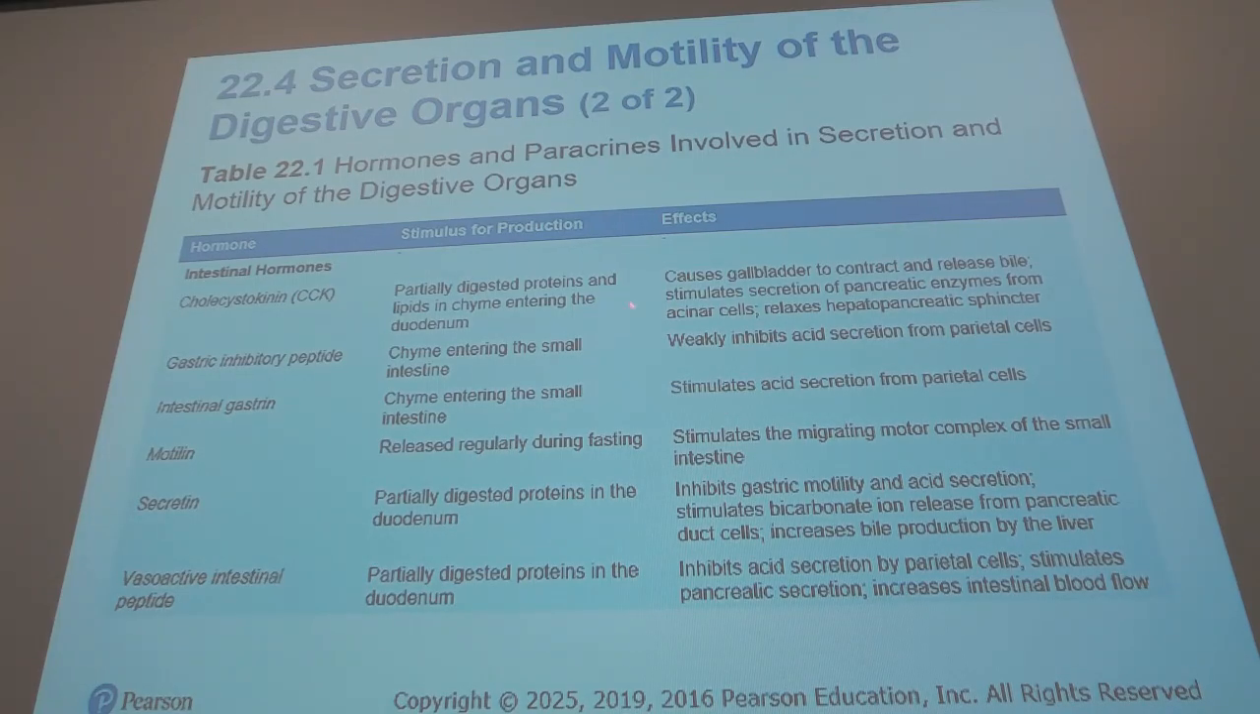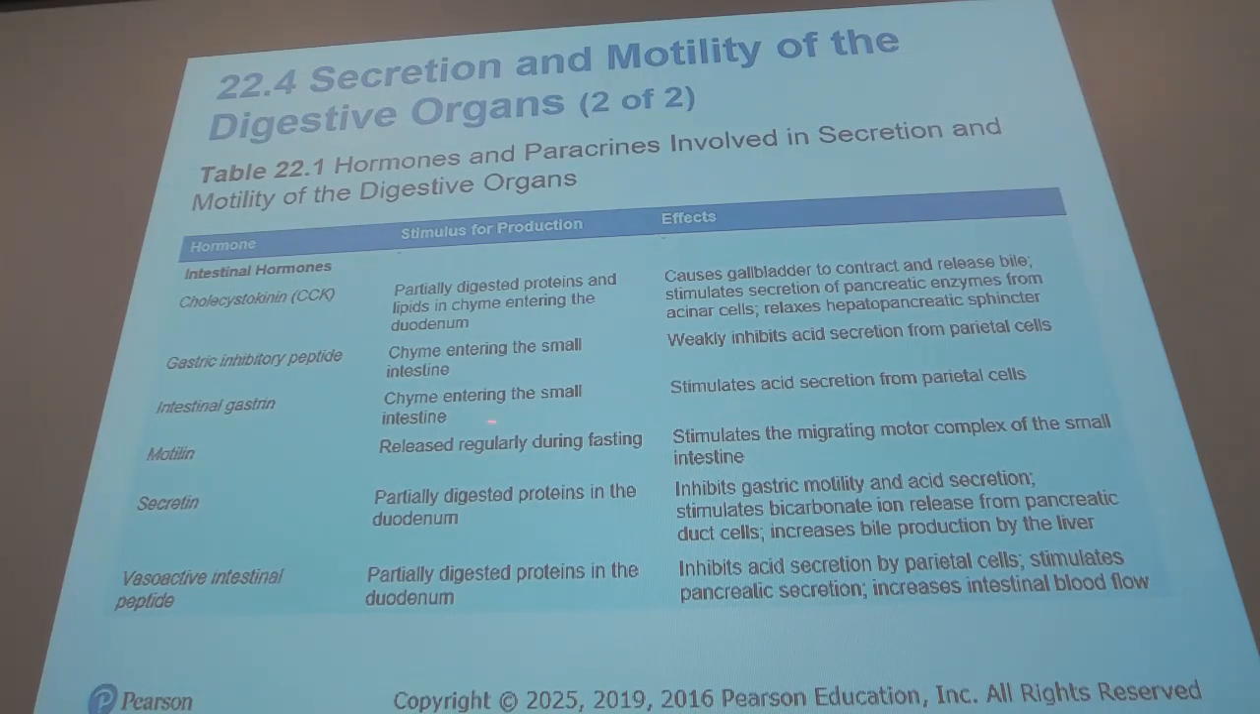Now, this one stimulates as well the secretion of pancreatic enzymes and relaxes a sphincter that is called the hepatopancreatic sphincter. GIP, gastric inhibitory peptide, is stimulated by the entering of chyme into your intestines. This one inhibits the secretion of acid from the parietal cells. Intestinal gastrin, when your chyme enters into your small intestines, stimulates the secretion of acid by your parietal cells.